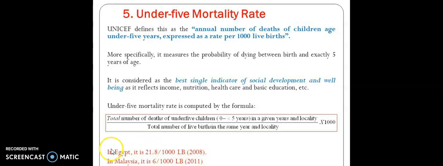So in Egypt, there is a high under 5 mortality rate. Egypt is located in Africa, as we all know. Malaysia is lower than Egypt in under 5 mortality rate. It's a good indicator for Malaysia.